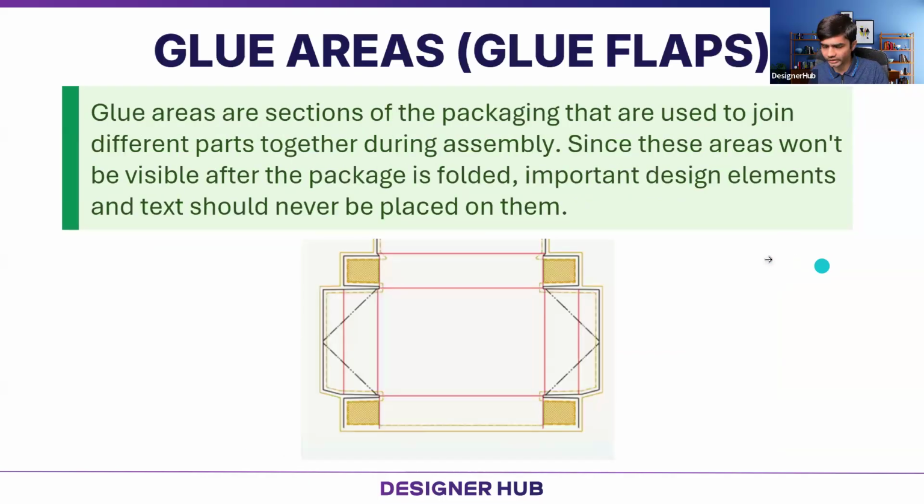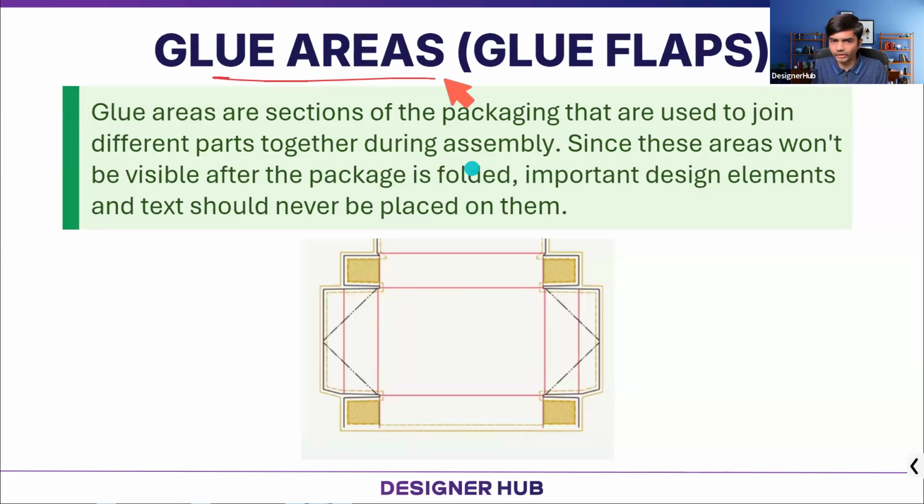Then comes the glue areas. Once the package is folded, there will be certain parts which you need to glue also, because nobody is going to manually glue them. Everything is automated with the help of machines. The glue is also going to automatically fall onto the package in the areas that you have specified. Then there will be another machine which will just flip those, and the glue will automatically stick them. So everything is automated. So you also need to give the glue areas.